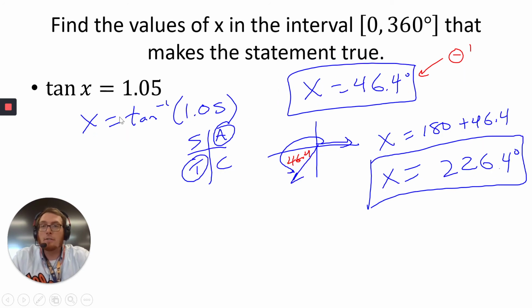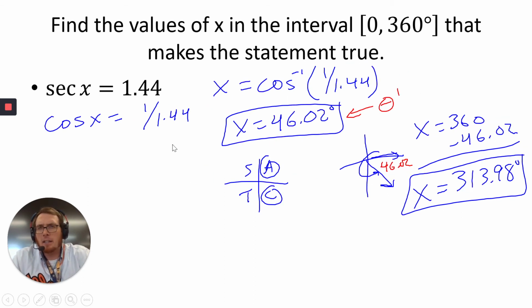Next one's tangent of x equals 1.5. Same idea, do the inverse function of tangent. You should get 46.4. That's also theta prime, or the reference angle. The other spot where tangent is positive is quadrant 3. And 180 plus the reference angle would be 226. So there's two answers, one in quadrant 1 and one in quadrant 3.